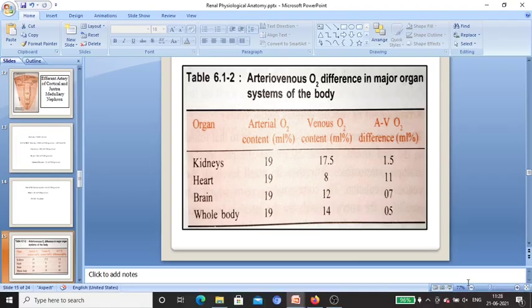Clear? It's a very complicated thing actually. But you have to remember that oxygen consumption in the kidney is directly proportional to the renal blood flow. Oxygen consumption in the kidney is not proportional to the metabolic demand of the kidney. You can say it in another way: it is directly proportional to the renal blood flow. If renal blood flow to the kidney increases, then oxygen consumption in the kidney will increase.